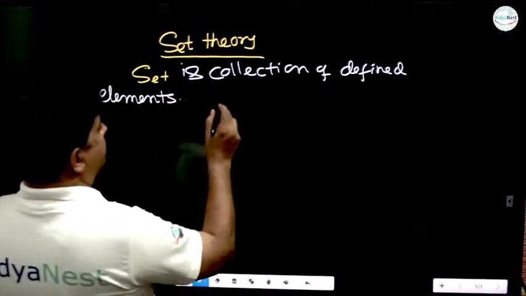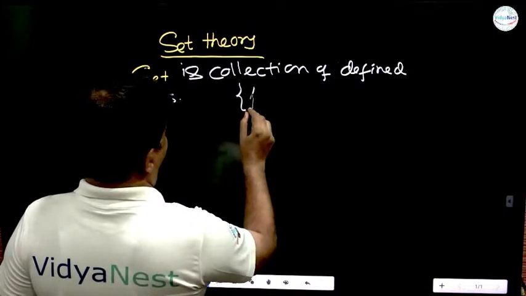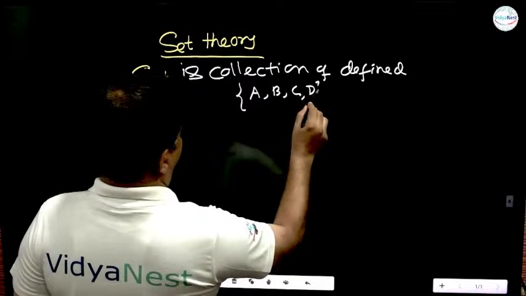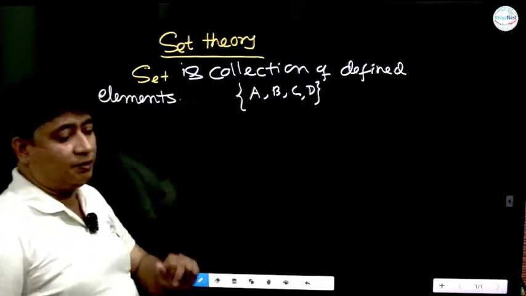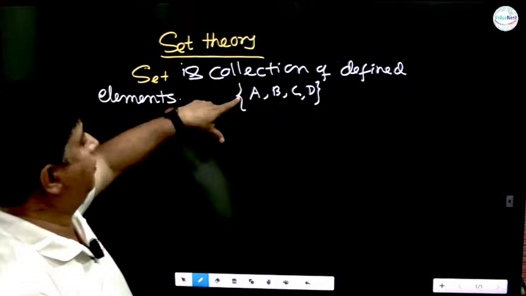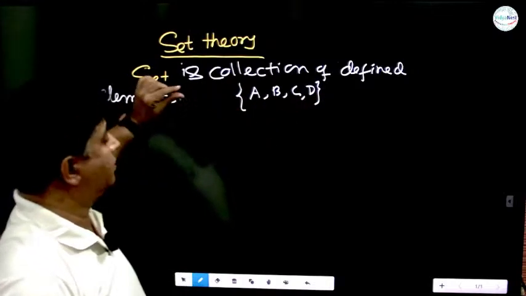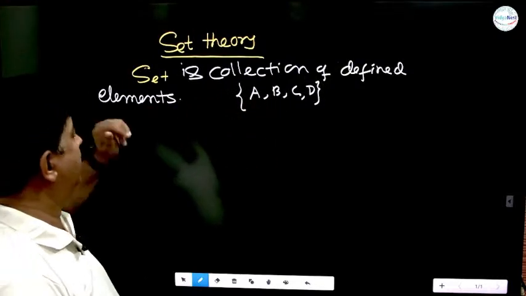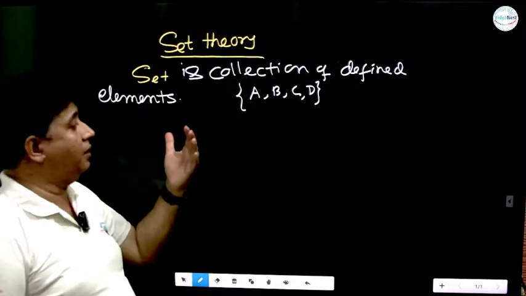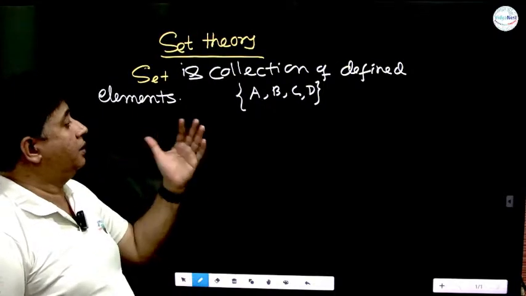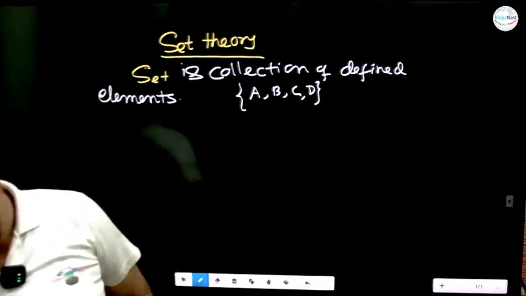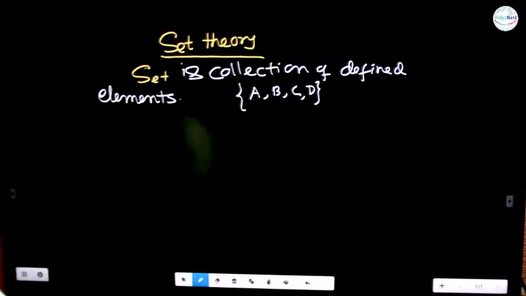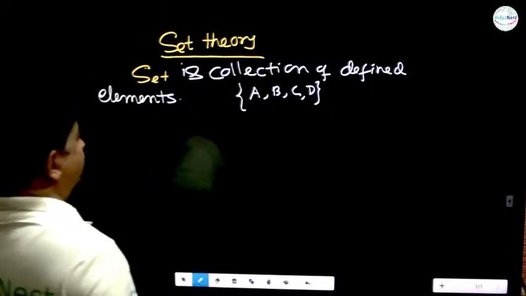Like A, B, C, D. It starts with a curly bracket. There are 4 alphabets, so it is a collection of 4 alphabets, all of them defined. Okay, so this is the way you can frame a collection, and that is called a set. A, B, C, D, all are defined. Now, a set has 2 types.